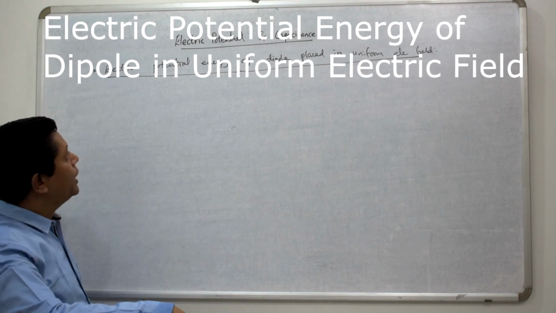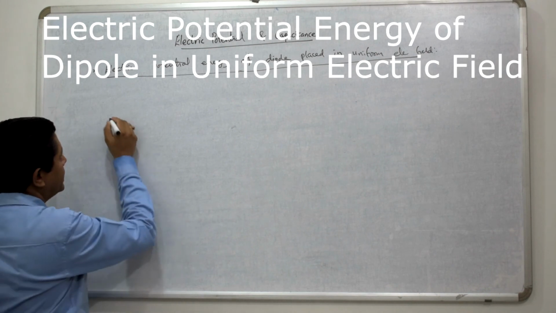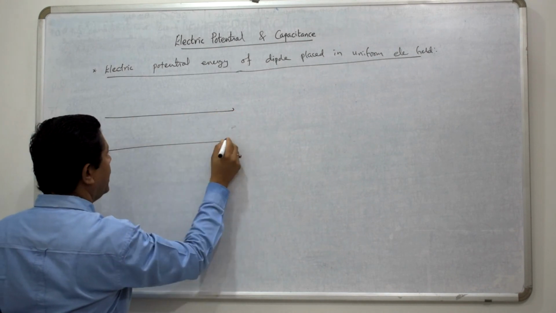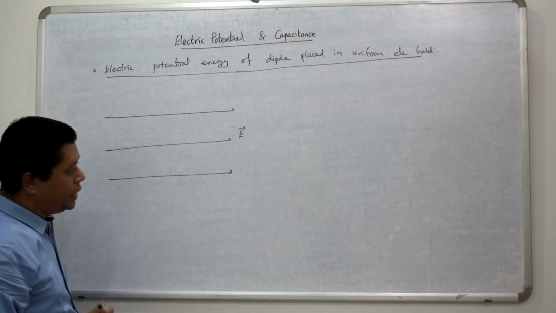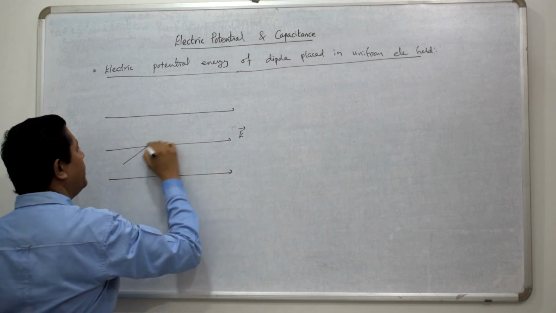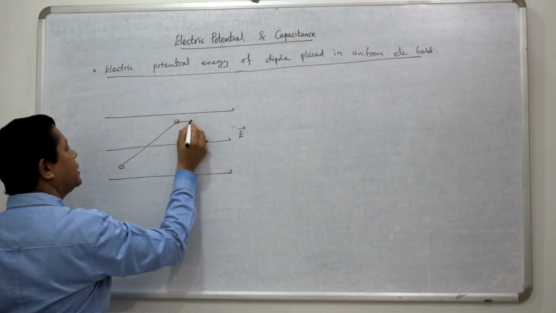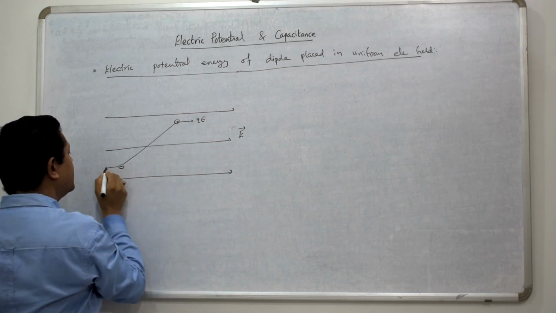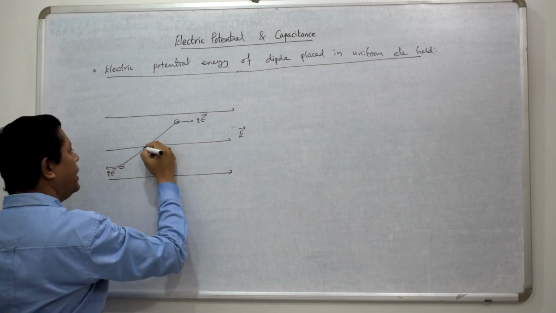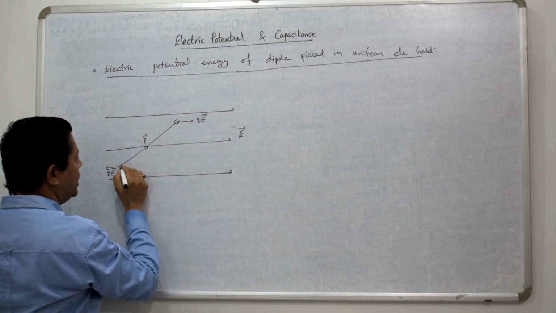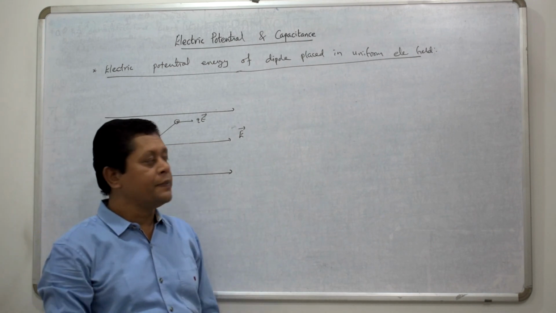Next is electric potential energy of a dipole placed in a uniform electric field. Let us consider that in this region there is a uniform electric field, represented by parallel field lines with equal spacing. In this, let the electric dipole be placed, having a positive charge and a negative charge. Force acting on this is plus QE, force acting on this is minus QE, acting in the opposite direction of the electric field. Dipole moment is from negative to positive charge. The electric field is in this direction, and this angle theta is the angle between the electric field and the dipole moment.